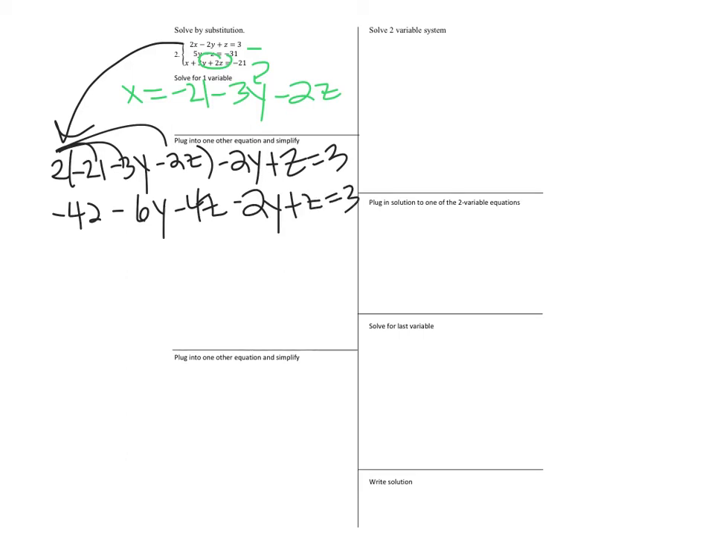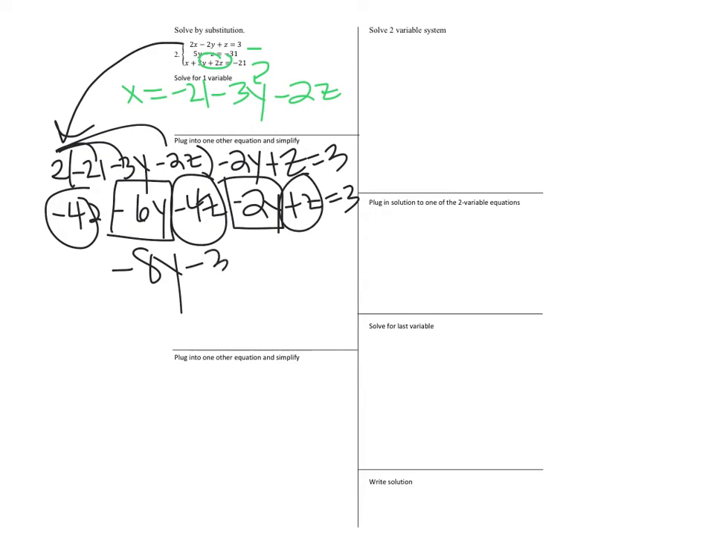Okay, so let's simplify this thing. I have negative 42, that's it. Okay, so let's add that over. And then negative 6y, negative 2y, that's negative 8y. Negative 4z and positive z, that's negative 3z left over. And remember, we're going to move this negative 42 by adding it. So plus 42 plus 42. So that's going to equal 45 on this side.